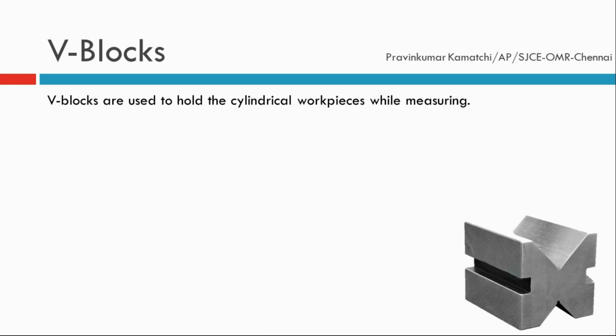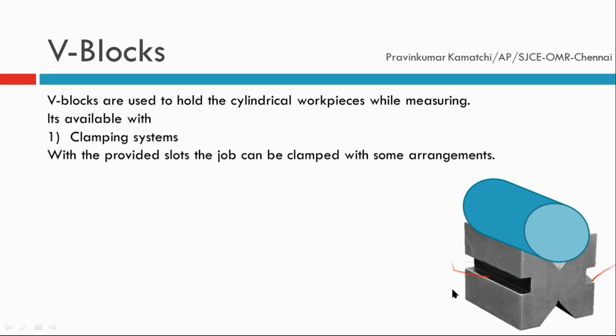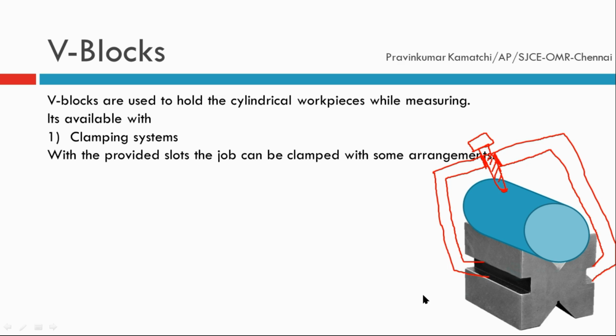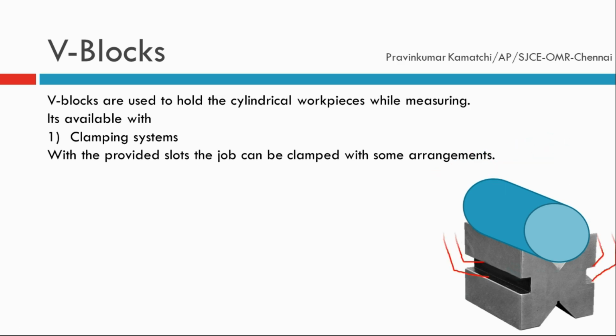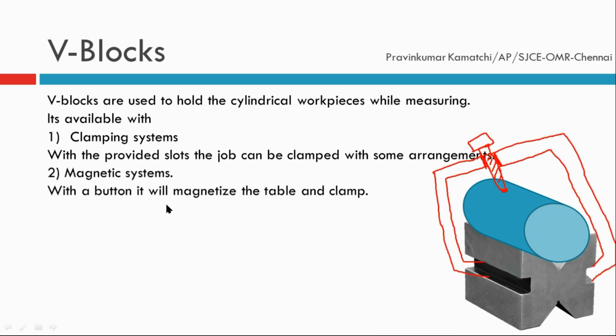V-blocks are used to hold cylindrical workpieces while we are doing the measuring process. V-blocks have some type of clamping system like this. See here, you can see some slots. With the help of the slots, we can clamp the workpiece tightly. Some of the V-blocks have magnetic arrangements. With the help of a button, it will magnetize and demagnetize to clamp the workpiece.